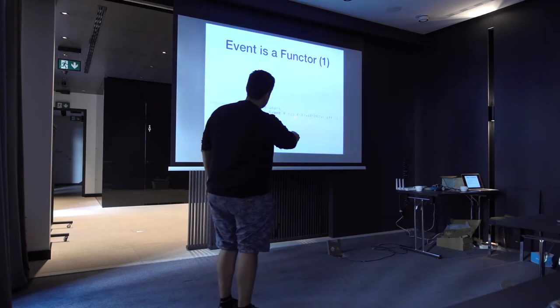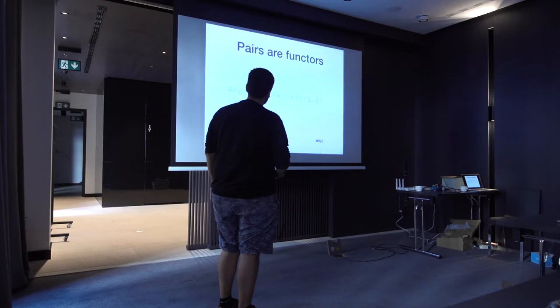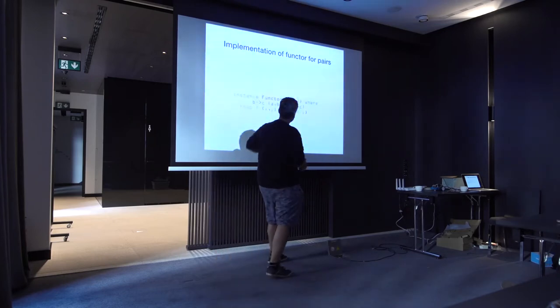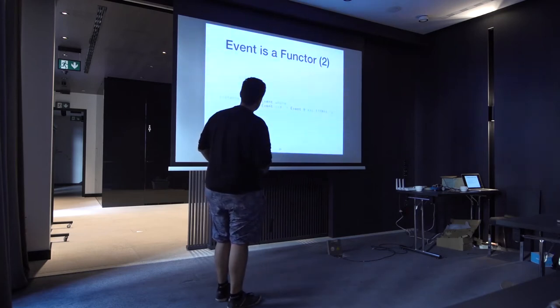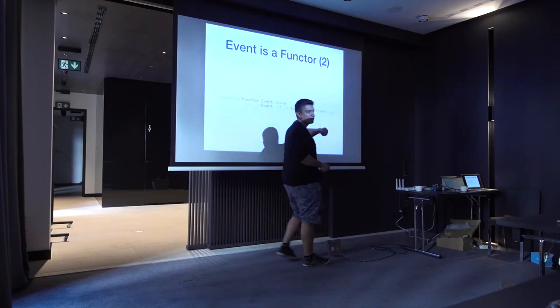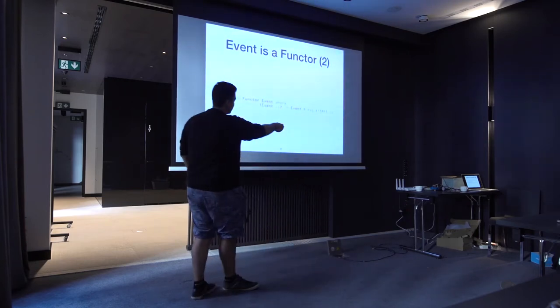But basically, in the Haskell library, this is already a functor. So you can just map over it, and then you can get a simpler implementation. You can just do fmap, and then you do that over the whole list.